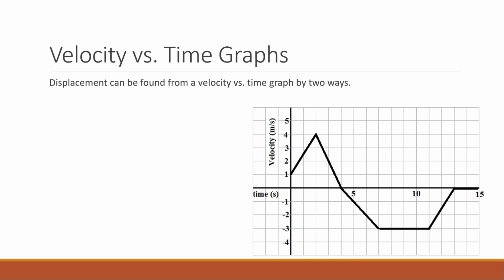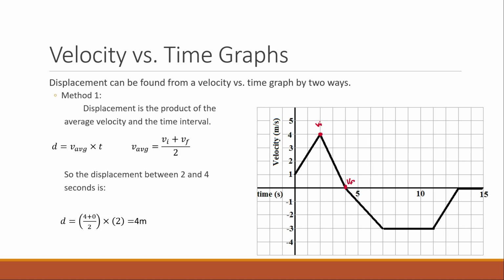Now, displacement can be found from a velocity time graph in 2 different ways. The first method we're going to talk about is that displacement is the product of an average velocity and the time interval that it occurs at. So displacement is average velocity multiplied by time. And if you have a uniform change, so a straight line change, you can find the average velocity by taking your starting velocity and your ending velocity, adding them together, and dividing by 2.